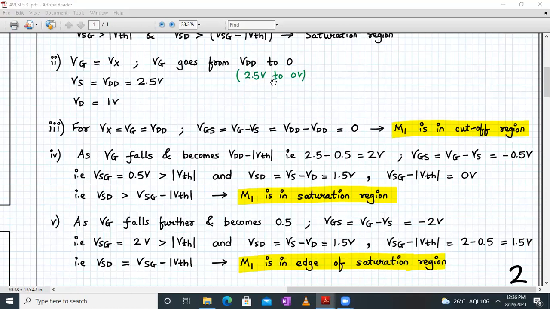How we have got these conditions is very easy. You have to follow the voltage conditions of your MOSFET to be in cutoff, saturation, edge of saturation, or triode region. I hope you have understood why M1 will not go into the triode region in this case, because your VSD voltage is fixed at 1.5 volt, so it might not fall below that.